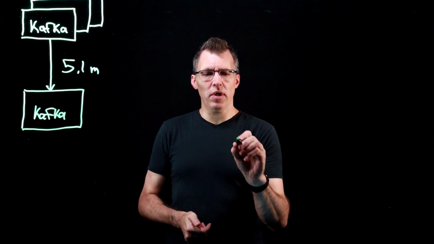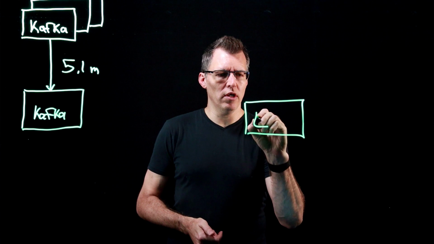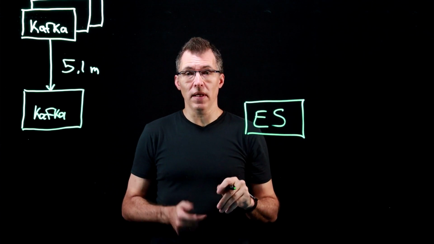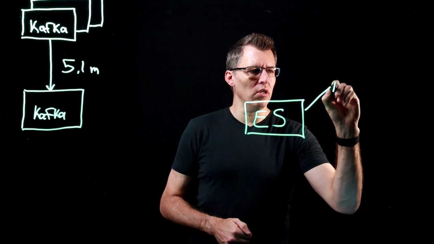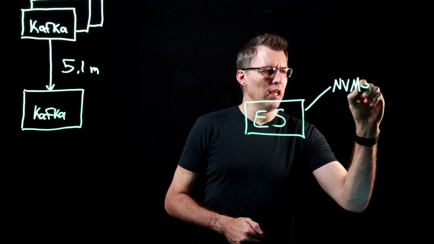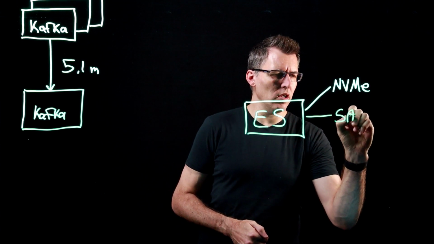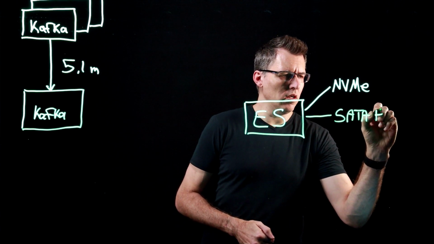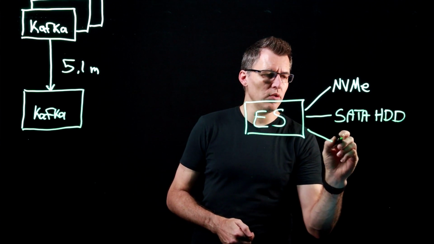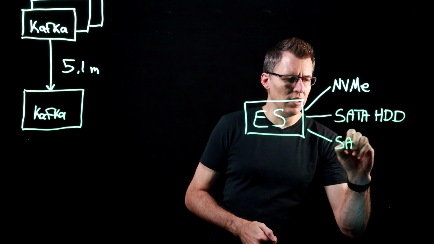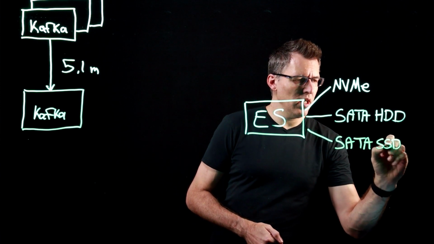So ultimately what we want to do is get that data over into our Elasticsearch node. For the Elasticsearch node, we're going to have multiple types of storage. We're going to have that NVMe drive, those SATA hard drives, and we're also going to use the SATA SSDs that we have available.